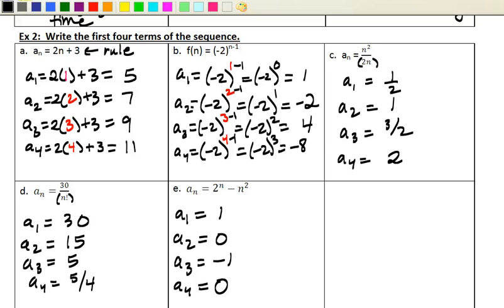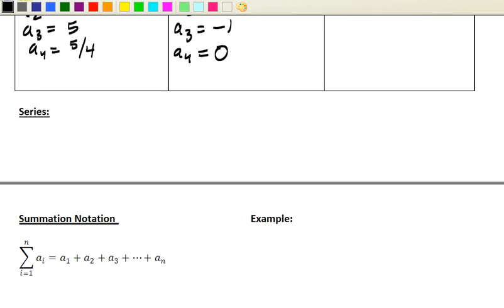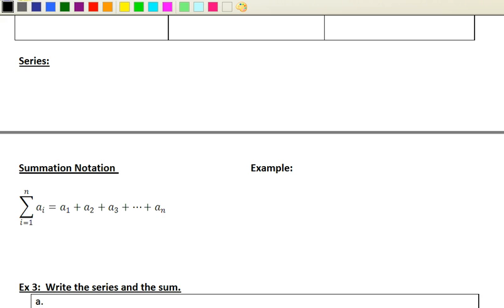So the next thing we're going to talk about today is something called a series. So I said that a sequence had commas in between. The reason I specified that is because a series has plus signs in between, and I'm actually adding. So a series is like a sequence, only with plus signs in between.